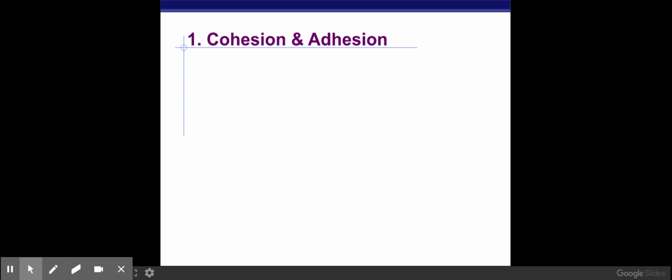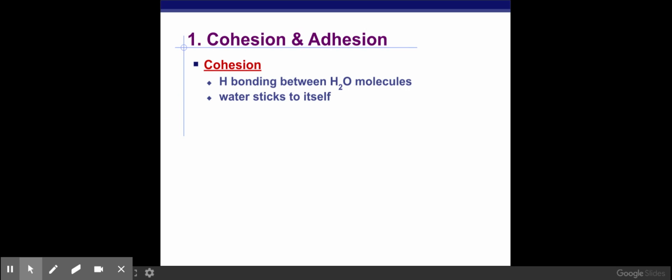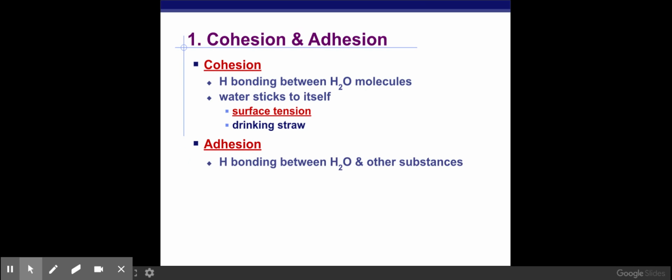So let's start with cohesion and adhesion. Cohesion is water sticking to itself. Adhesion is water sticking to other polar molecules. So like cohabitate, it's cohesion, it's sticking to itself. And this gives you really cool things like surface tension. It's one of the reasons why a straw will work. Adhesion is hydrogen bonding between water and other substances that either have a charge or are slightly polar. So it sticks to other polar molecules.